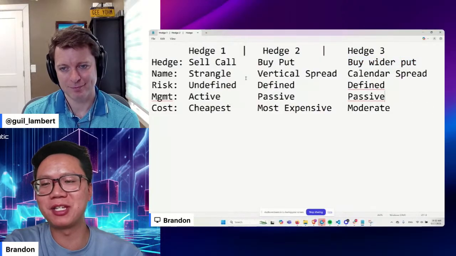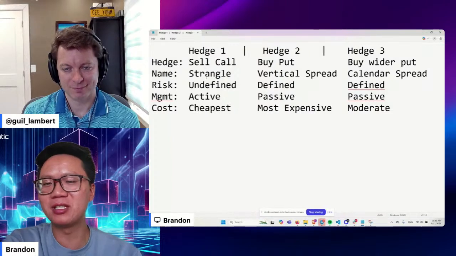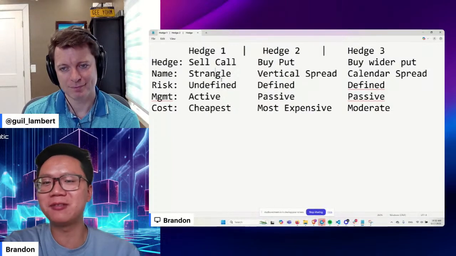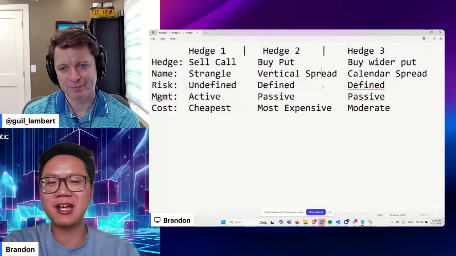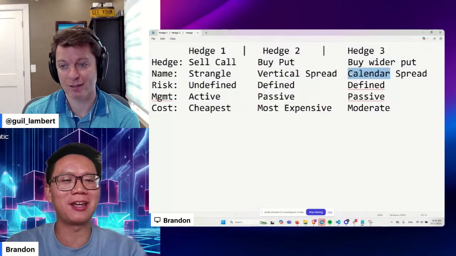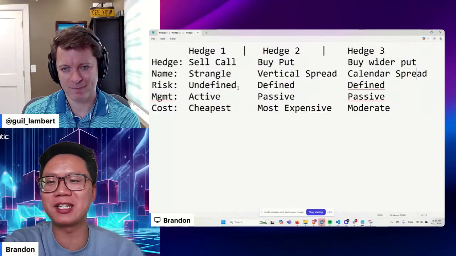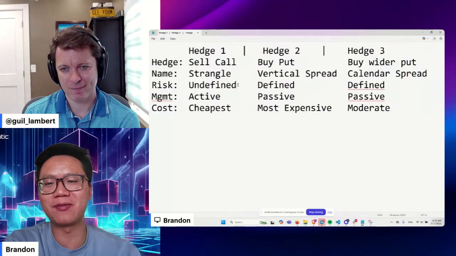So we call these positions, when you combine the Uniswap LP position with the hedge, in options lingo: the first one is called a strangle. The second one is a spread, or vertical spread, and the third one, I don't think it's a calendar, is it? Oh yeah, it's a calendar spread. Okay, calendar spread for that third one. And as far as risk goes, the first one is undefined, so the most risky.